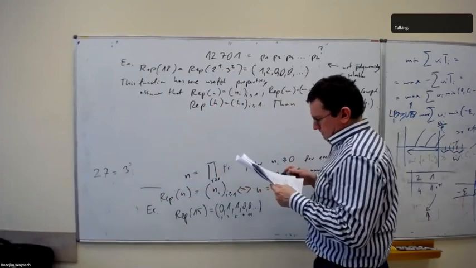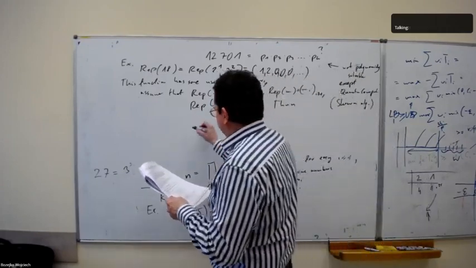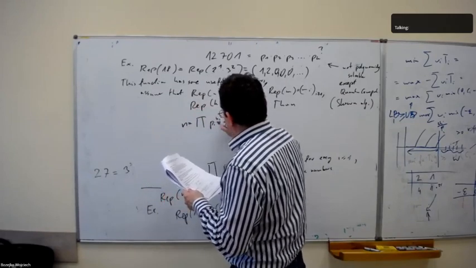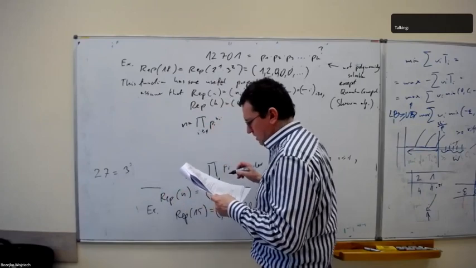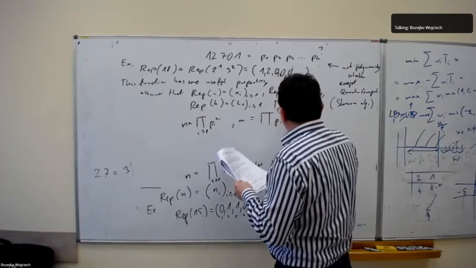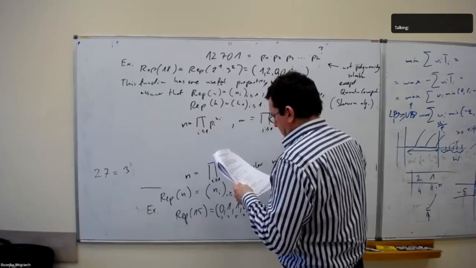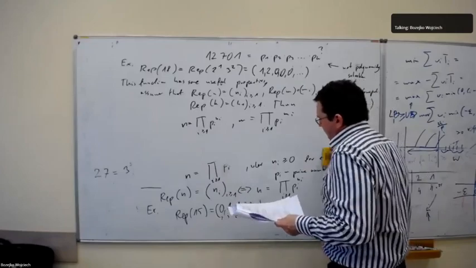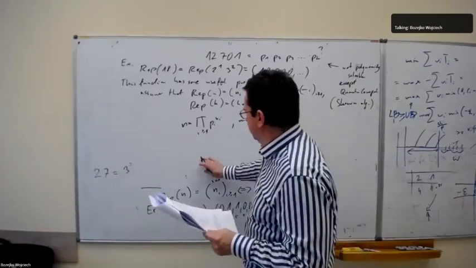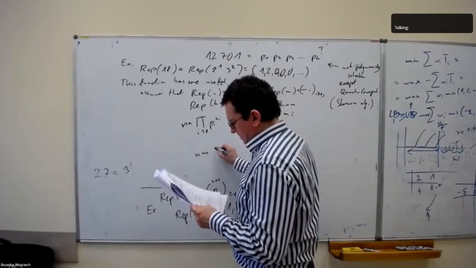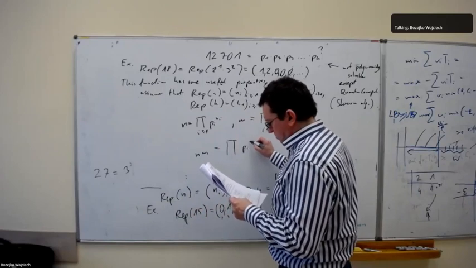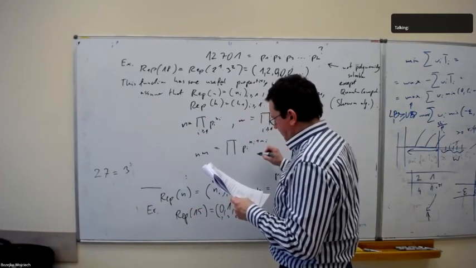Then, of course, we can write that n is a multiplication of pi to the power of ni, for i greater than 1. m is a multiplication of pi to the power of mi. And if we multiply these two numbers, n times m, it will be pi to the power of ni plus mi.